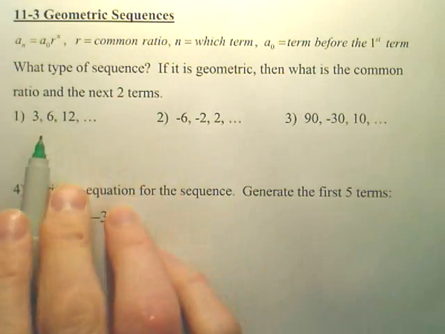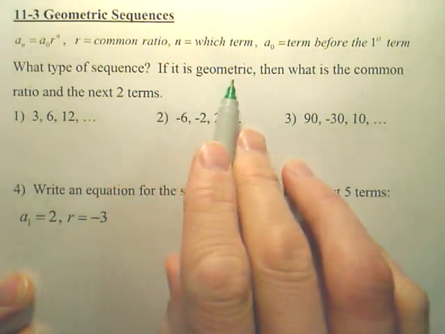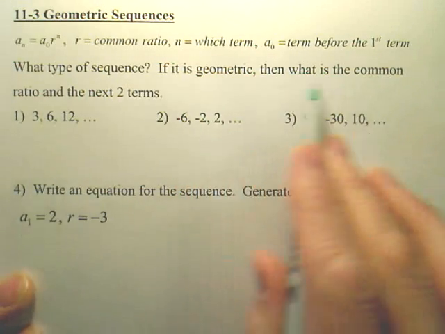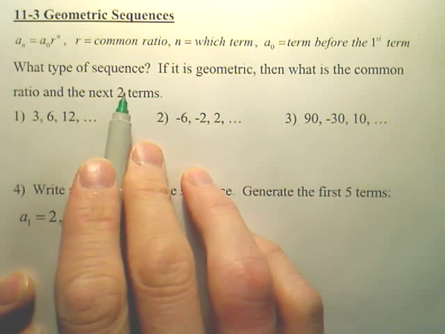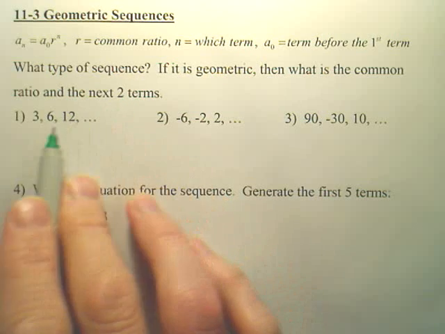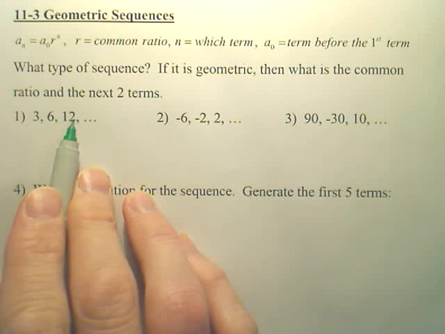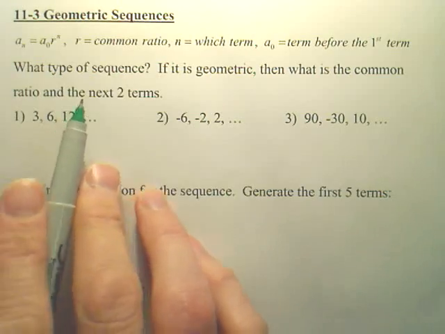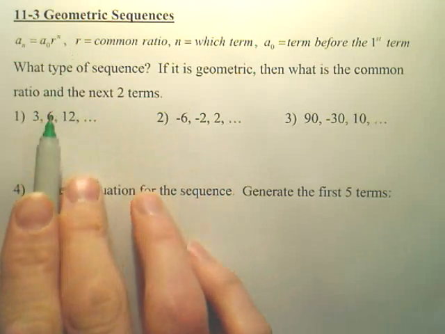What type of sequence are these three? If they're geometric, then what is the common ratio? And also give us the next two terms. This one, does it have a common ratio, which we call R, or does it have a common difference?